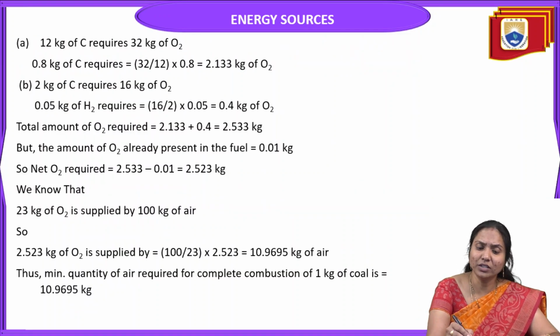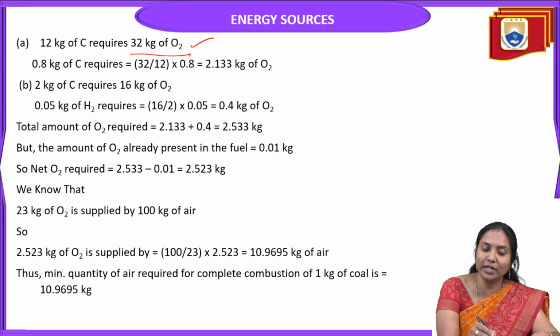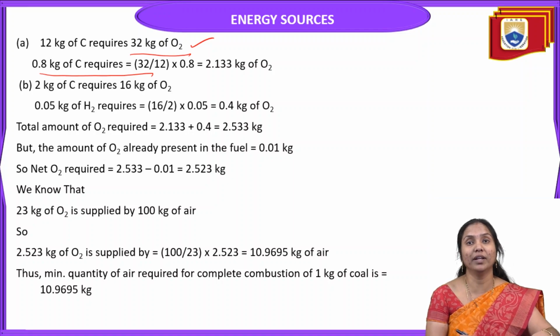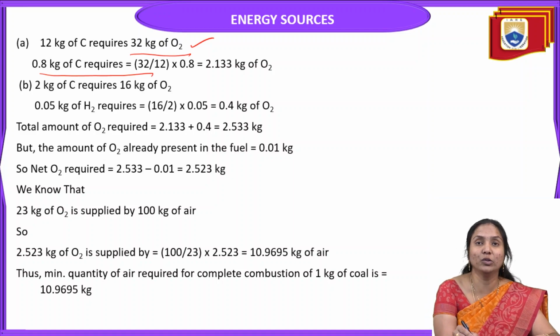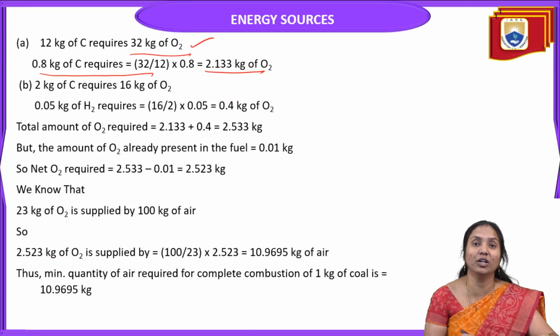So next, we just discussed that 12 kilograms of carbon requires 32 kilograms of oxygen from the equation. In the same way, in this given data, the carbon percentage is 0.8. So 0.8 kilograms of carbon requires 32 by 12 into 0.8, which equals 2.133 kilograms of oxygen per kilogram of fuel. So 0.8 kilograms of carbon requires 2.133 kilograms of oxygen.